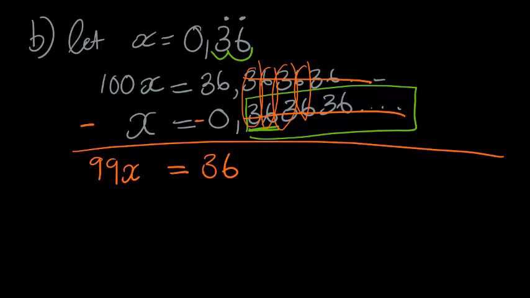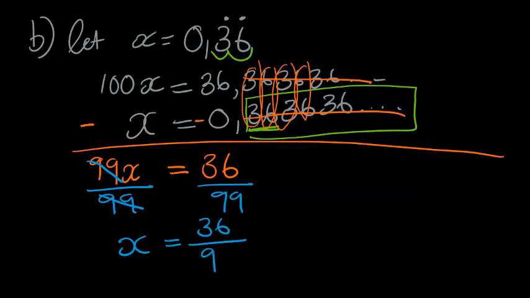Okay, so now I want to simplify. So in the end, what I want to have is x equals a fraction. So I am going to get rid of this 99 by dividing both sides by 99. So this cancels out with that, and I have x is equal to 36 over 99. But this is not the simplest form. If I divide by 9 again, I can say that 36 divided by 9 is 4. 4 times 9 is 36, over 11. 11 times 9 is 99. And this is my final answer in its simplest form.